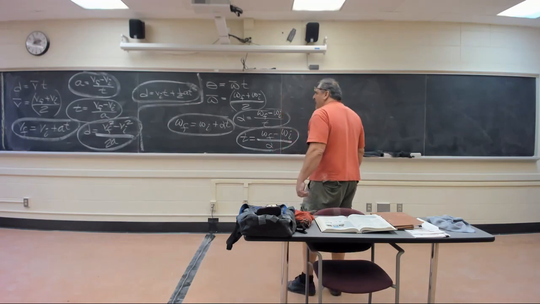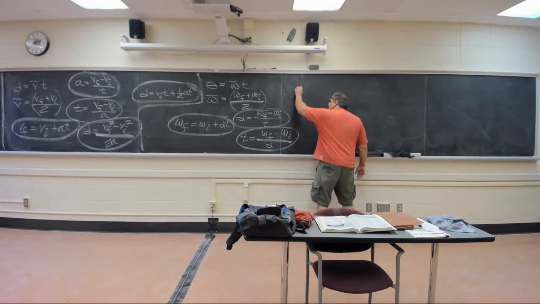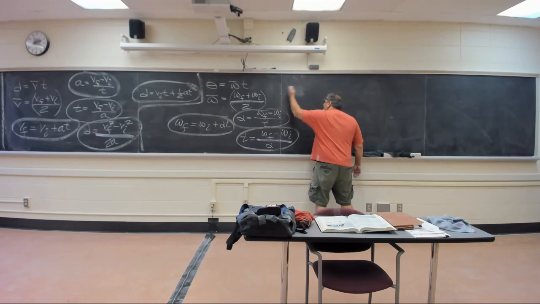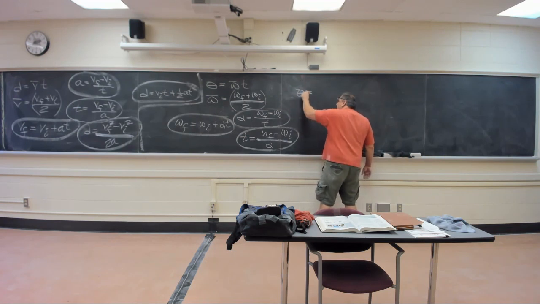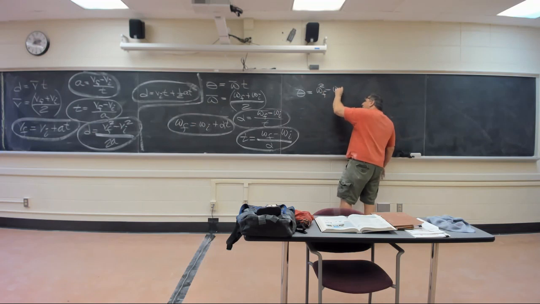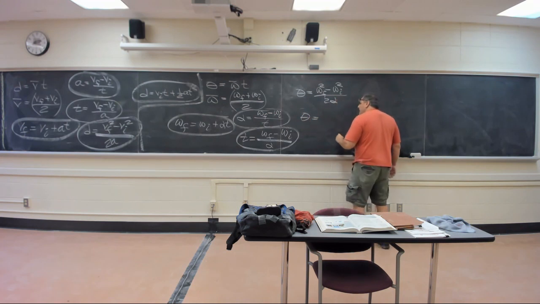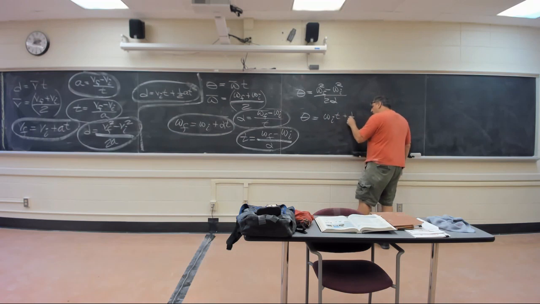So we got what's going on there. What else we got? Well, the d's are a lot like the thetas. Theta is omega sub f squared minus omega sub i squared over 2 alpha. And theta is omega sub i times t plus 1/2 alpha t squared.